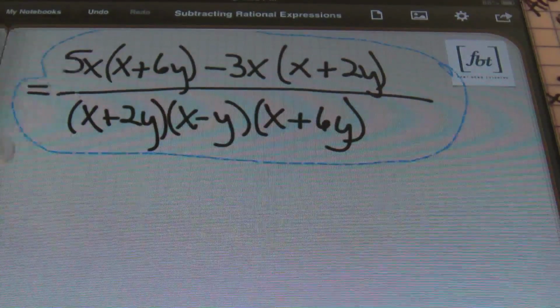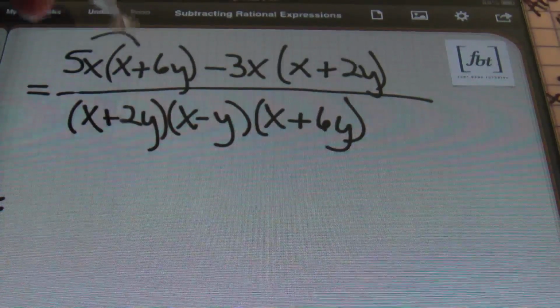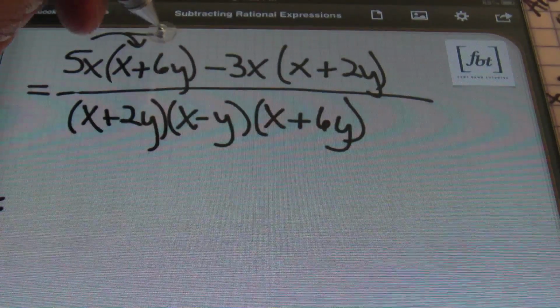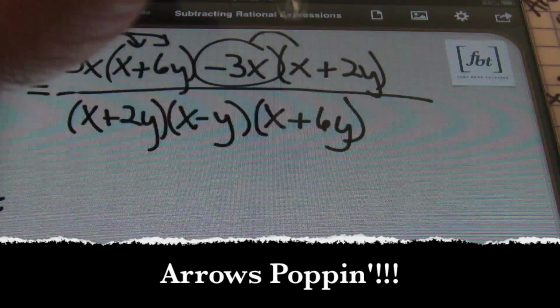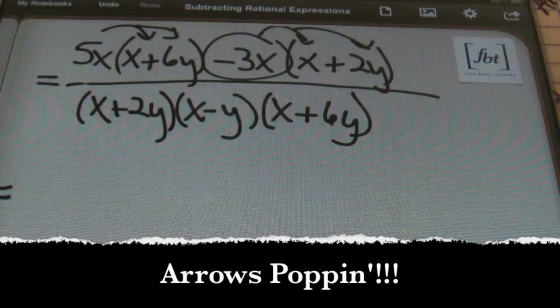My next step is going to be to distribute. So I'm going to distribute the 5x. I got my arrows popping. And I'm going to distribute this negative 3x into the second set of parentheses. So once again, got my arrows popping.